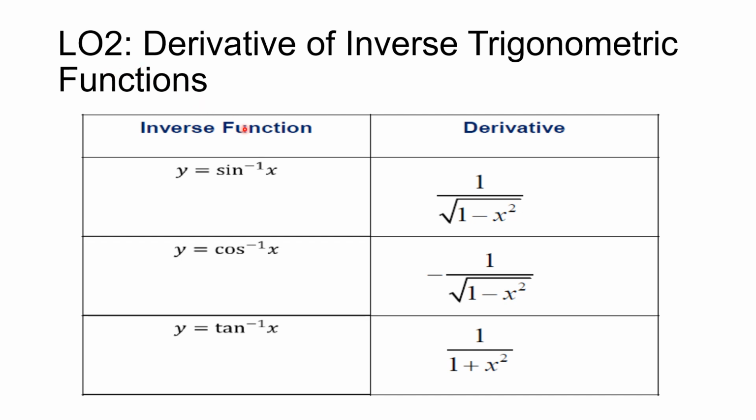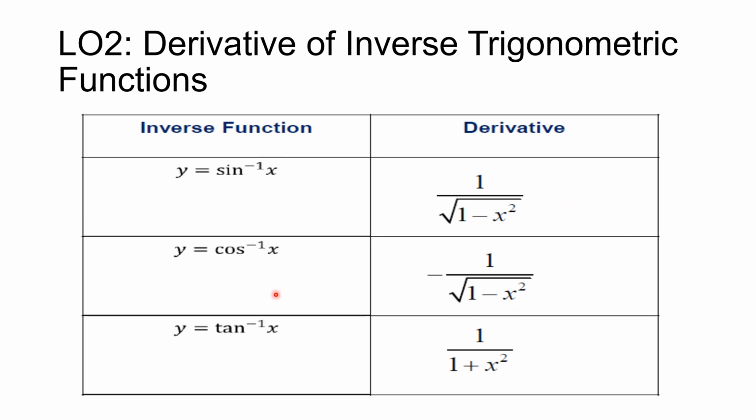So now we will look into how to determine the derivative of all the three inverse trigonometric functions we covered in learning outcome 1. The table below actually summarizes how to determine the derivative. If you have y equals sine inverse x, the derivative will be 1 over the square root of 1 minus x squared, multiplied by the differentiation of x, which is always 1.